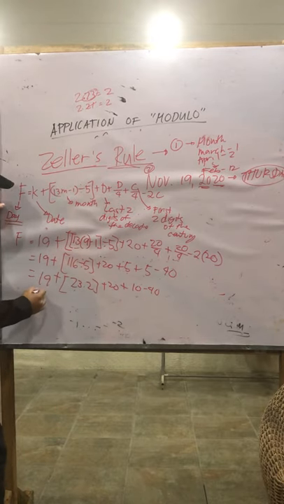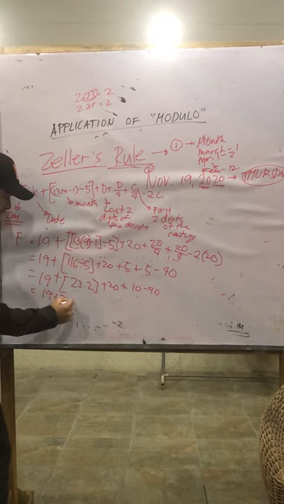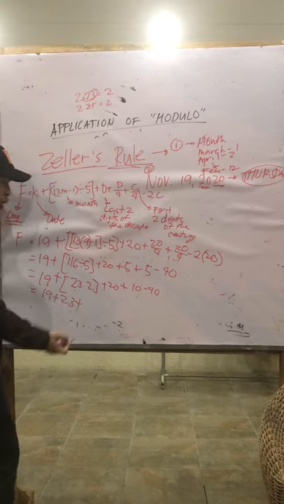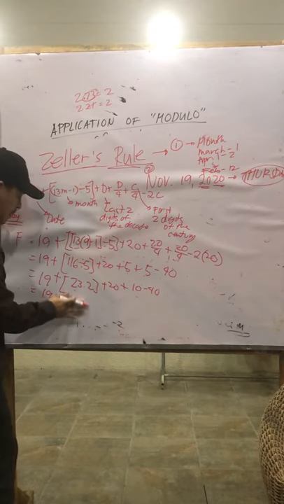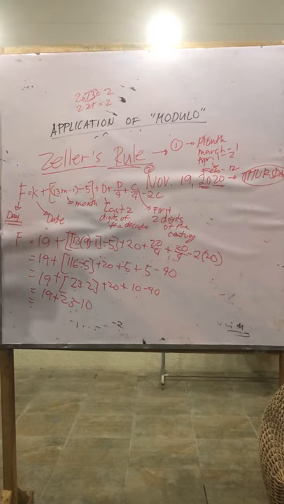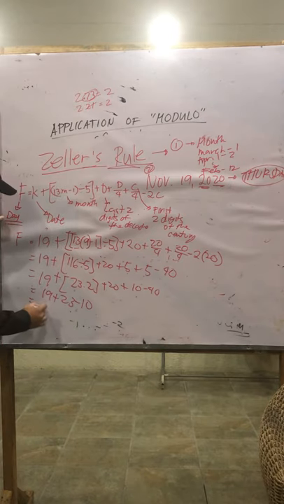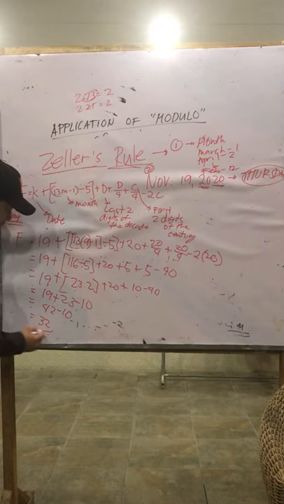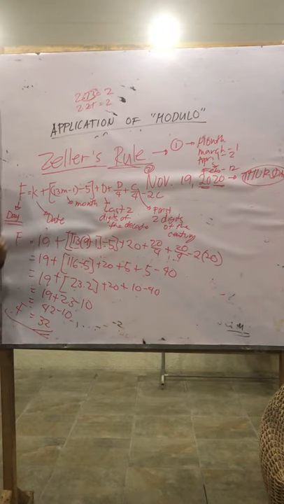Therefore, we have 19 plus 23 plus 20 plus 10 is 30, minus 40 is negative 10. Then we have 19 plus 23 is 42, minus 10, we have 32. Therefore, the value of F is 32.